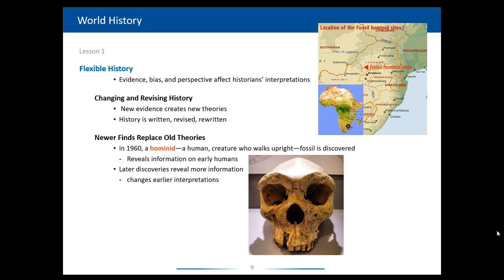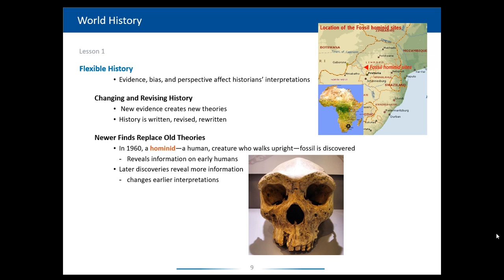Flexible history. So, in history, you have evidence, you have bias, and you have perspective. These three things affect historians' interpretations of history. Changing and revising history. New evidence creates new theories, and history is written, revised, and rewritten because of this new information.